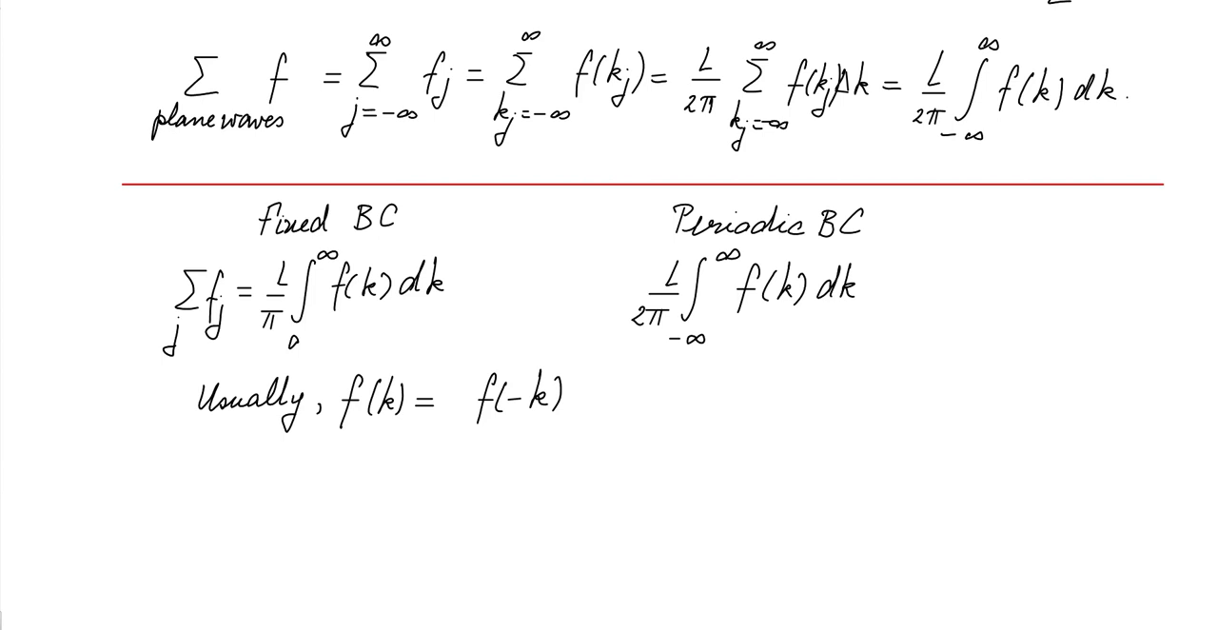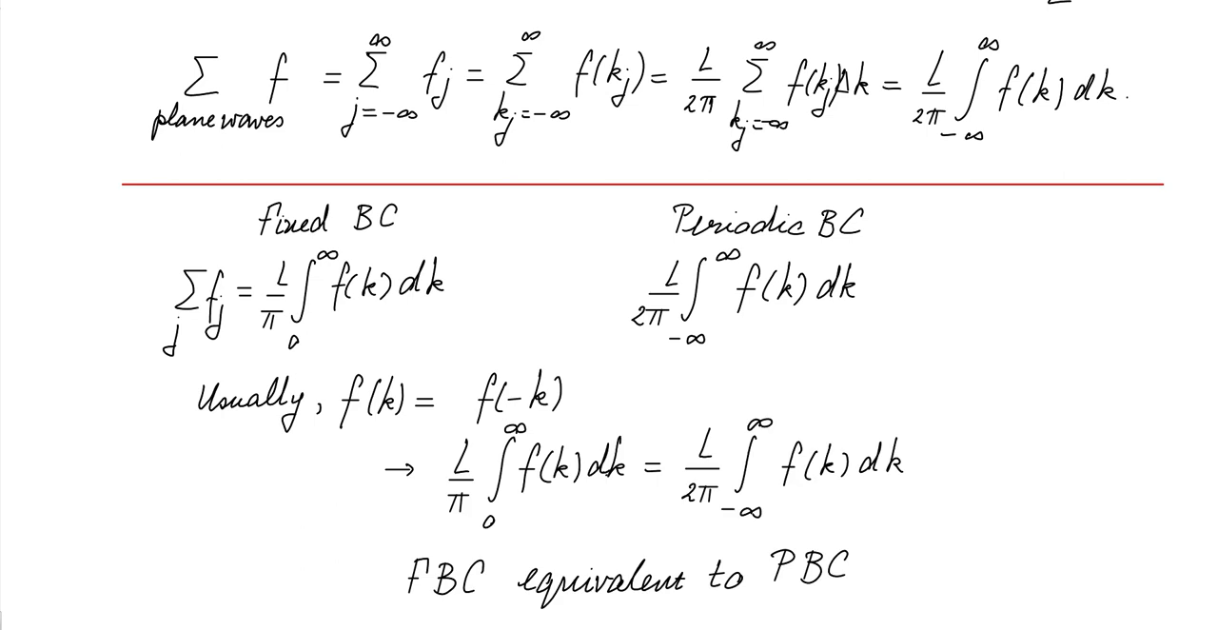In nearly all the cases where we carry out such sums, it happens to be the case that this function f is an even function of k. And in that case, we can write this integral from minus infinity to infinity as 2 times an integral running only from 0 to infinity, and then we immediately see that the two are equivalent. So we see that the two integrals are in that case the same, and fixed boundary conditions turn out to be completely equivalent to periodic boundary conditions.